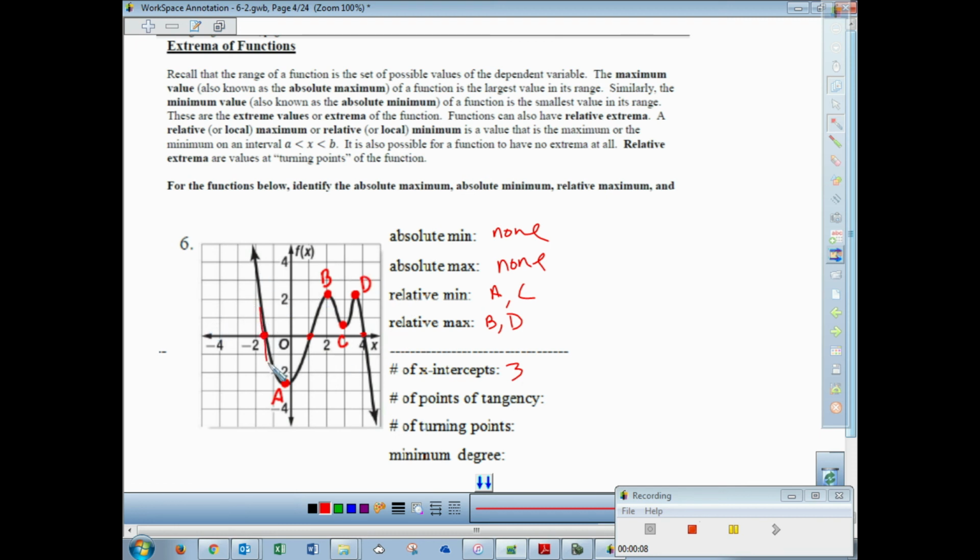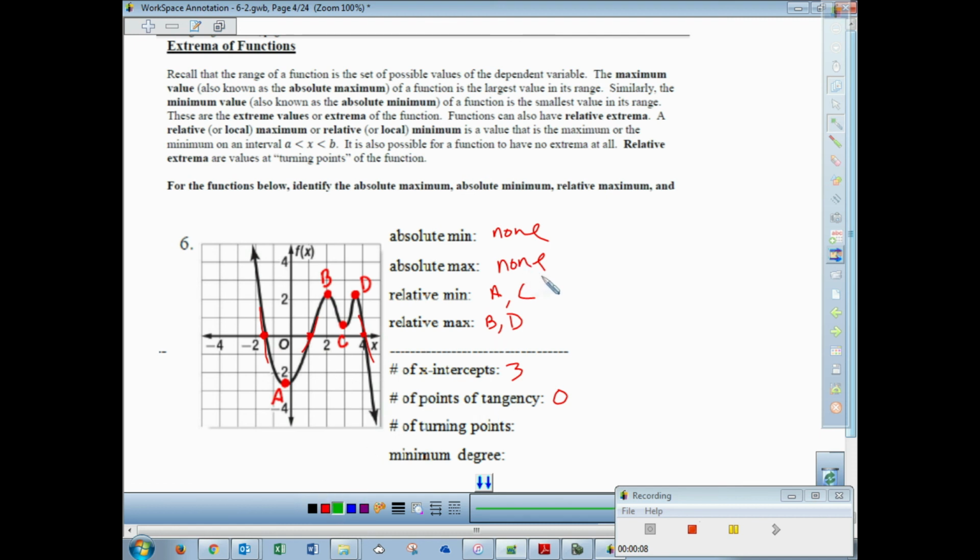Any points of tangency where that graph touches the x-axis but never crosses the x-axis? This touched it and crossed it. This touched it and crossed it. This touched it and crossed it. C, it does not touch the x-axis there at C. You with me on that? So we okay with that? So any points of tangency? 0.